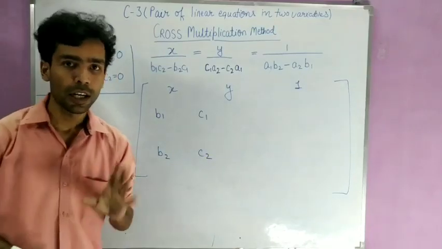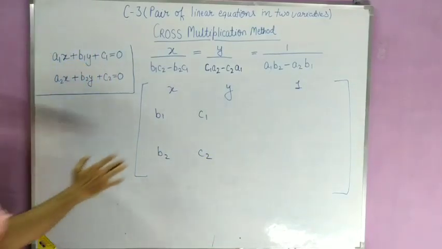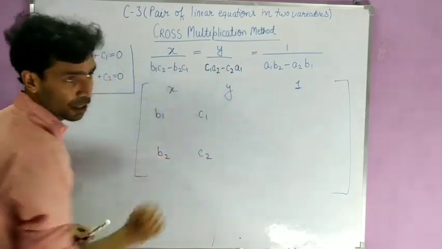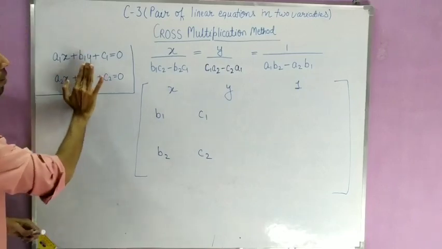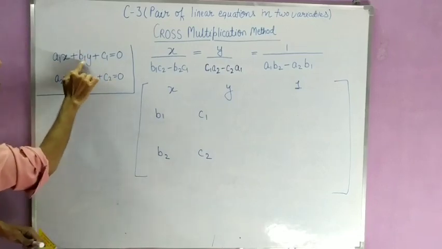Now listen. Again y, you see y. When you look at the coefficient of y, what is left? When you see the coefficient of y, here is b1, here is b2.